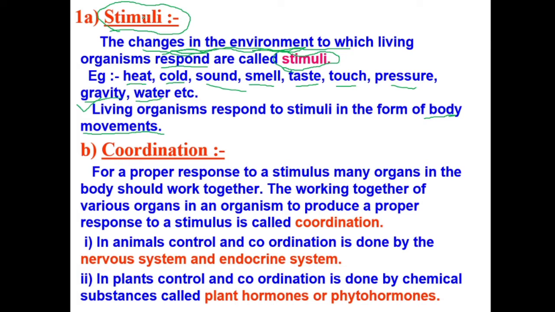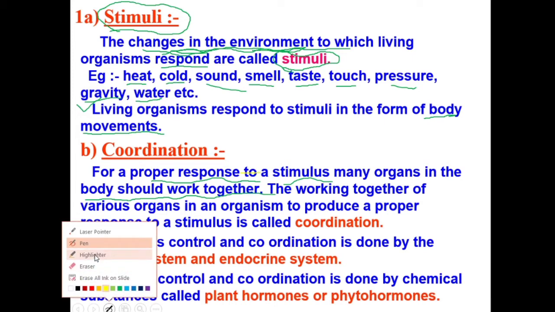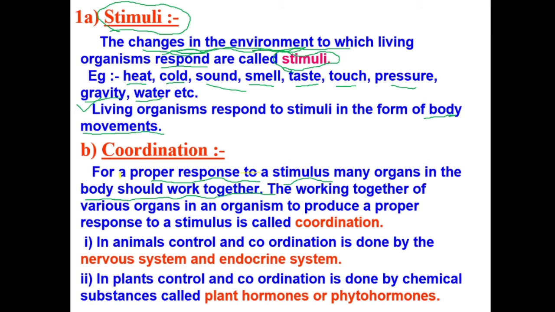Okay, now next part, that is coordination or control and coordination. What is control and coordination? For a proper response to a stimulus, many organs in body should work together. What does it mean again? Suppose you are out in the sun, and what you are feeling? You are feeling that the sunlight is very high.